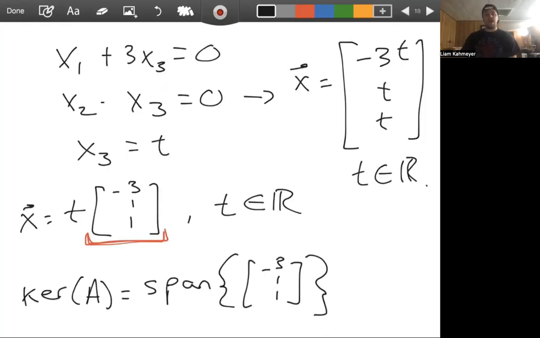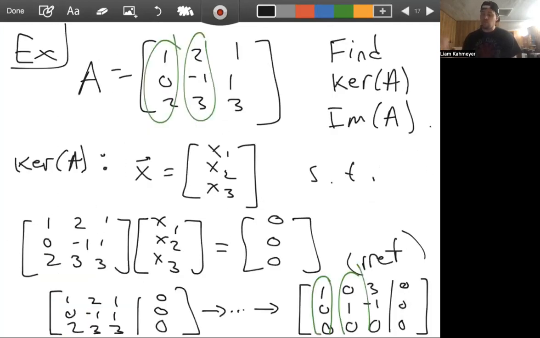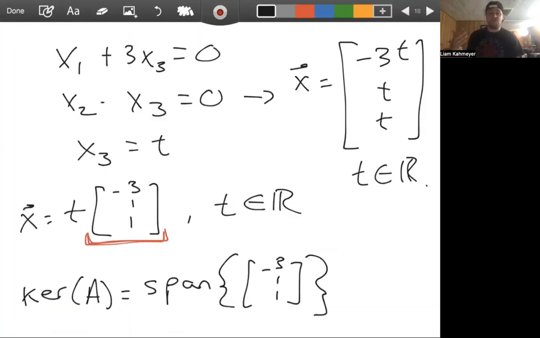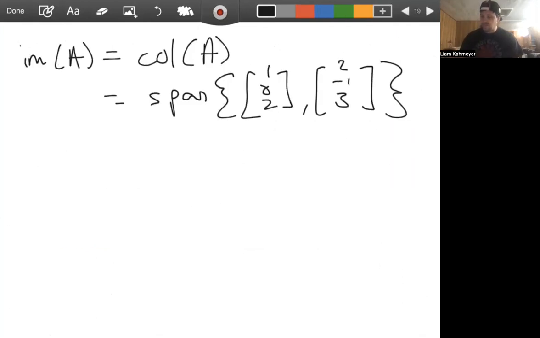Cool. So this is usually how you calculate the kernel and the image. So to find the kernel, you always set up AX equals 0, solve for X. Then once you solve for X, you can usually write it as a spanning set, right? And similarly for the image, you just look at the column space. And the column space, because that's the image of the columns, right? And so, excuse me. So this is usually how we find the kernel or the null space and the image of a matrix A.